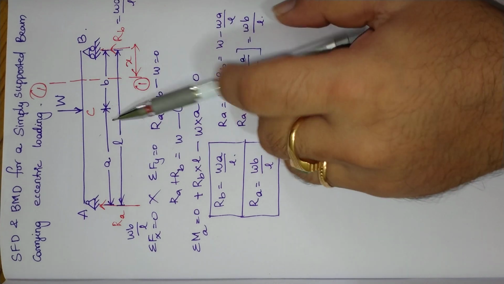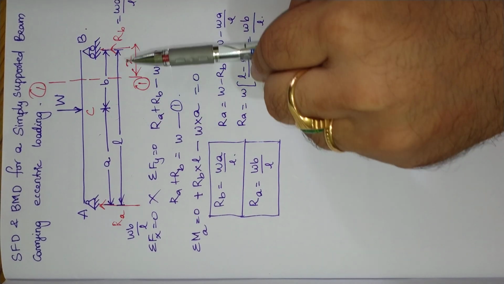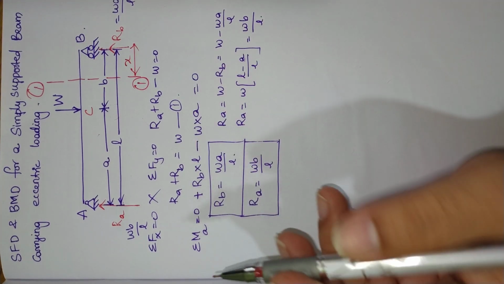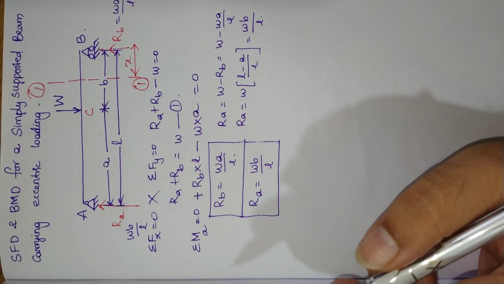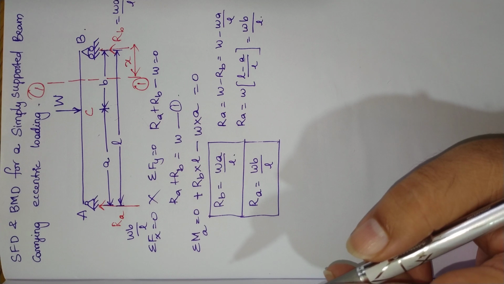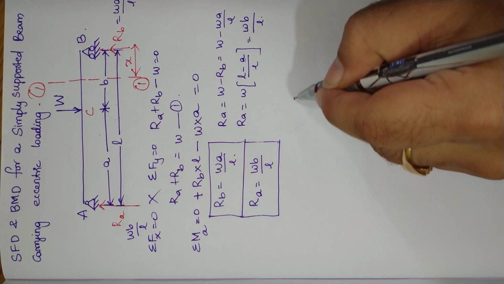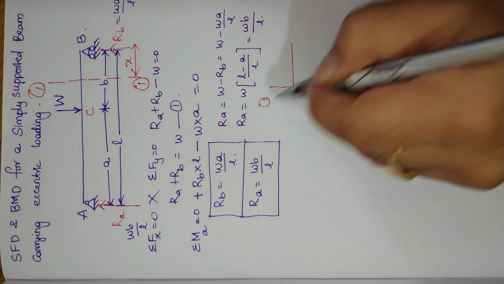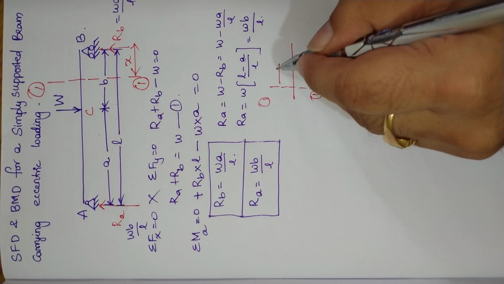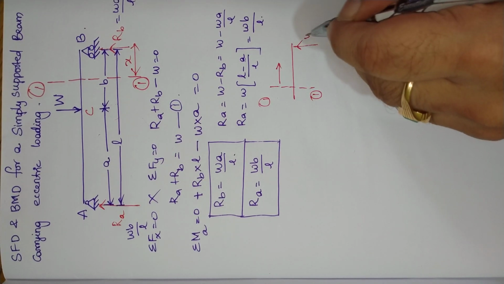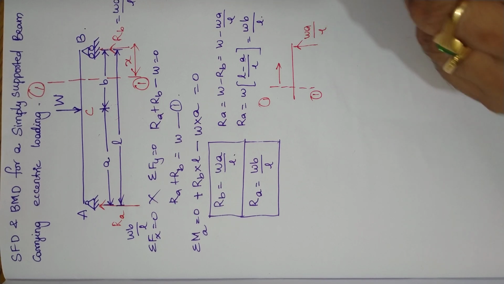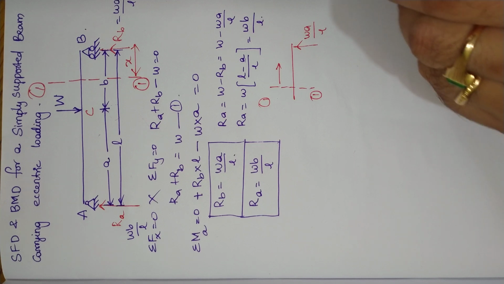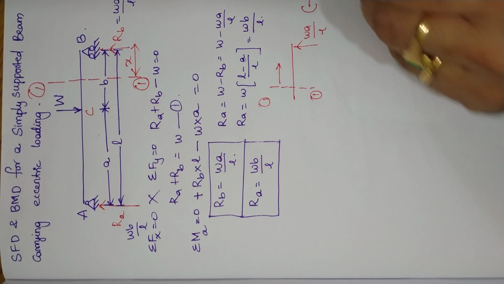Now I am considering the right side of the section, that means towards point B. How many forces are acting towards point B? There is only one force which is acting in the upward direction. I'll draw it here. We have section 1-1, and towards the right side of the section we have only one force, that is Wa by L, which is acting in the upward direction. Right side upwards should be taken as negative according to the sign convention, so this should be negative shear force.